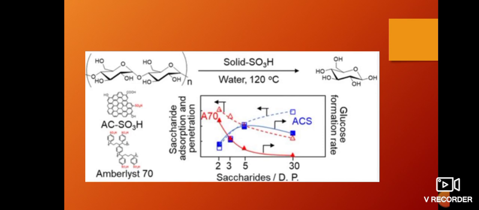In this slide, we have two catalysts, sulfonated activated carbon catalyst and Amberlyst 70 catalyst, and the reaction of hydrolysis is shown in this equation where polysaccharide is being hydrolyzed by passing through the solid acid catalyst.